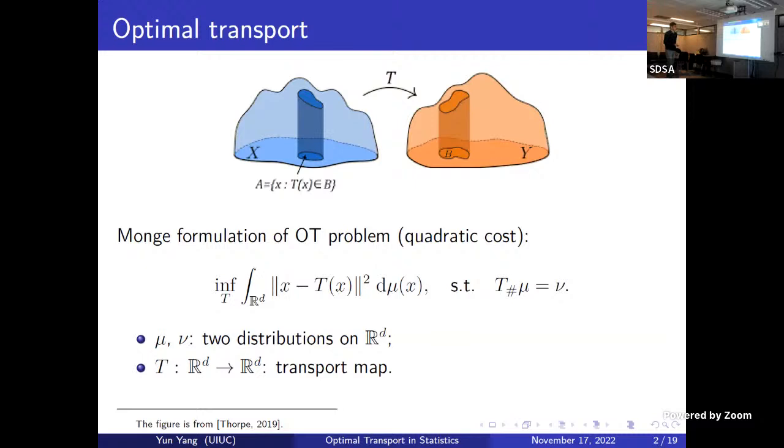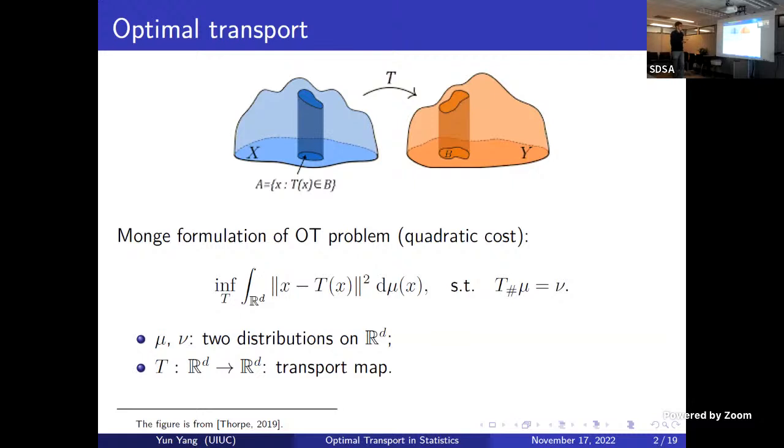Mathematically, this can be formulated as an optimization problem, which is called Monge's formulation. This is the earliest formulation in the literature, although actually this formulation is not the right one to use because there are some regularity issues: the inf might not be attained. But anyway, this is the easiest way to understand the optimal transport problem. We want to find some map T, the map that transfers one pile of sand to another, and we want to minimize the total effort.